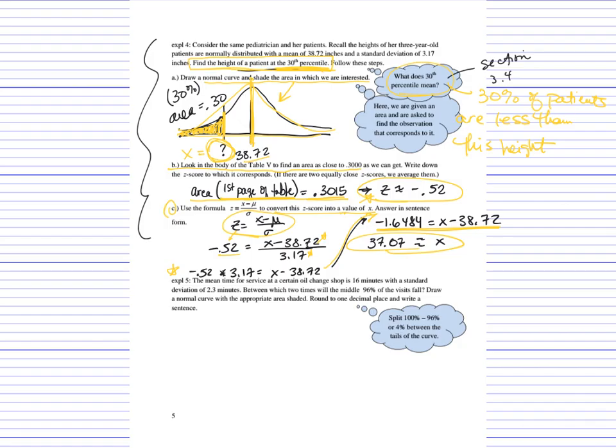Now, what does that mean? That means 30% of patients are less than 37.07 inches tall. Do not get confused with the fact that x is in inches while the areas are percentages, right? Why don't you take a look at number 5 and see what you would think about that?